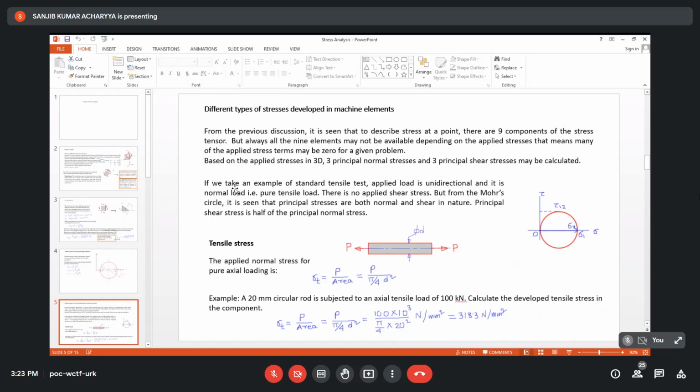Sir, by locating the plane on the Mohr circle we can understand in which cross section the maximum comes. So I think, sir, 45 degree. Because the Mohr circle will give you orientation, not the cross section.